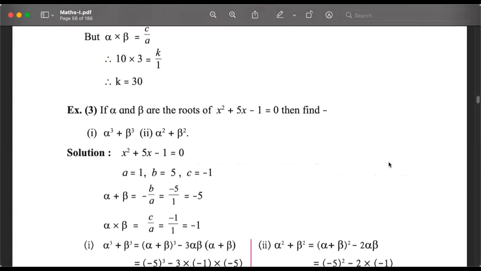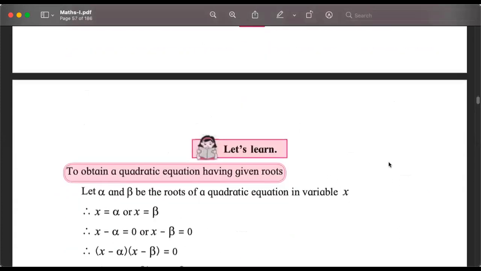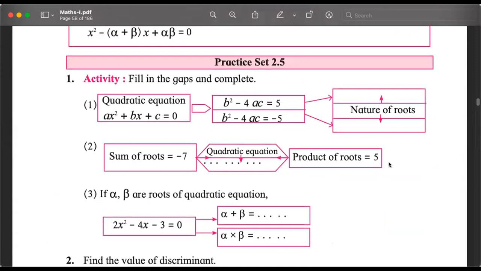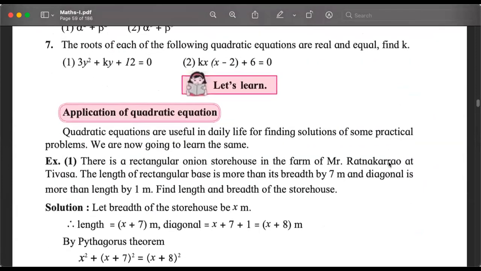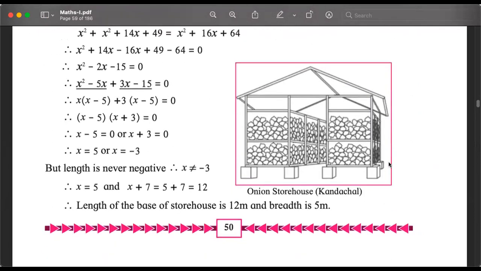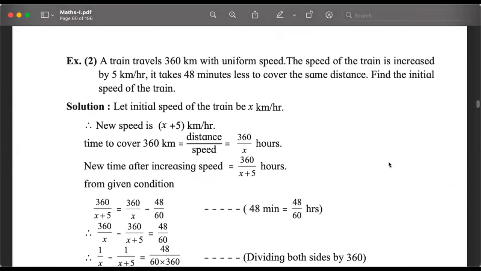Finally, just like any chapter on equations, there have to be word problems. So we have word problems with application. So this will have geometry, this will have science, this will have maths, everything will be there.